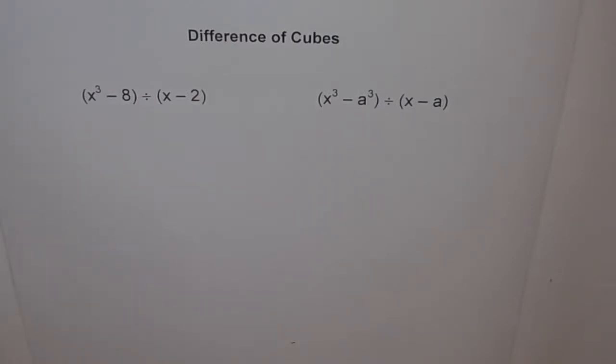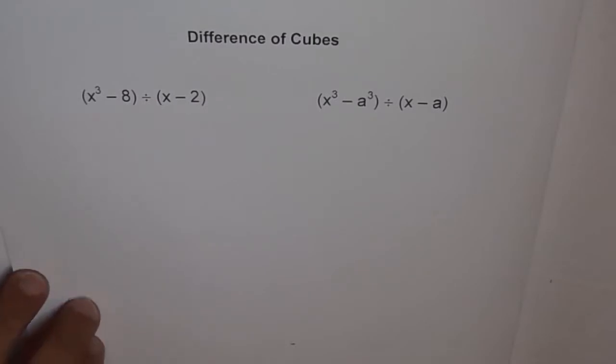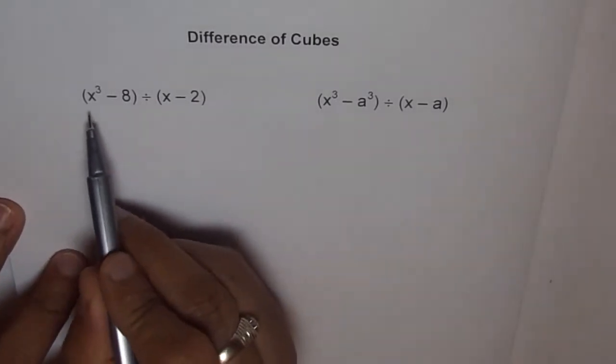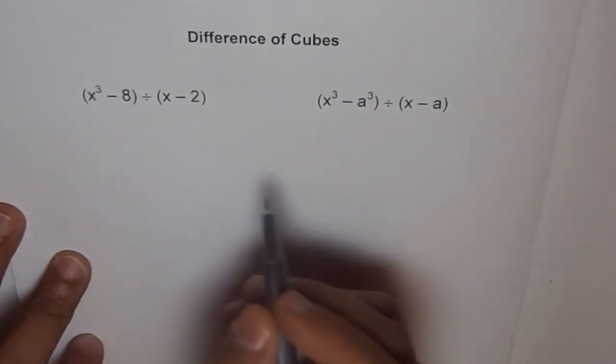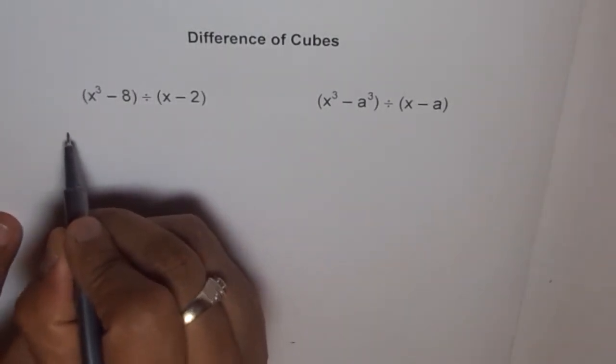Here we have a few examples on difference of cubes, and we'll try to factor them, and we may find out a general formula to find difference of cubes. Okay, so the statement before us is x cubed minus 8 divided by x minus 2. So let's do long division this time and see what we get.